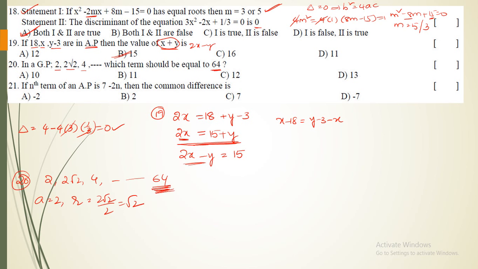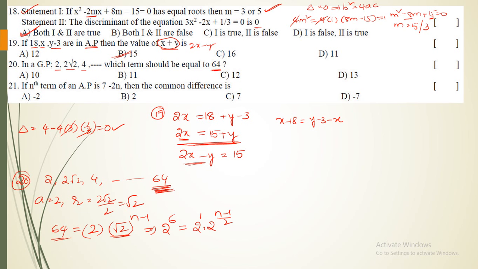Now what is he asking? What is the term 64? So what is the nth term formula? a into r power n minus 1. So clearly, the nth term 64 is equal to a into r, where r is root 2, whole power n minus 1. Now 64 I can write as 2 power 6. So 2 power 6 is equal to 2 into 2 power n minus 1 by 2.